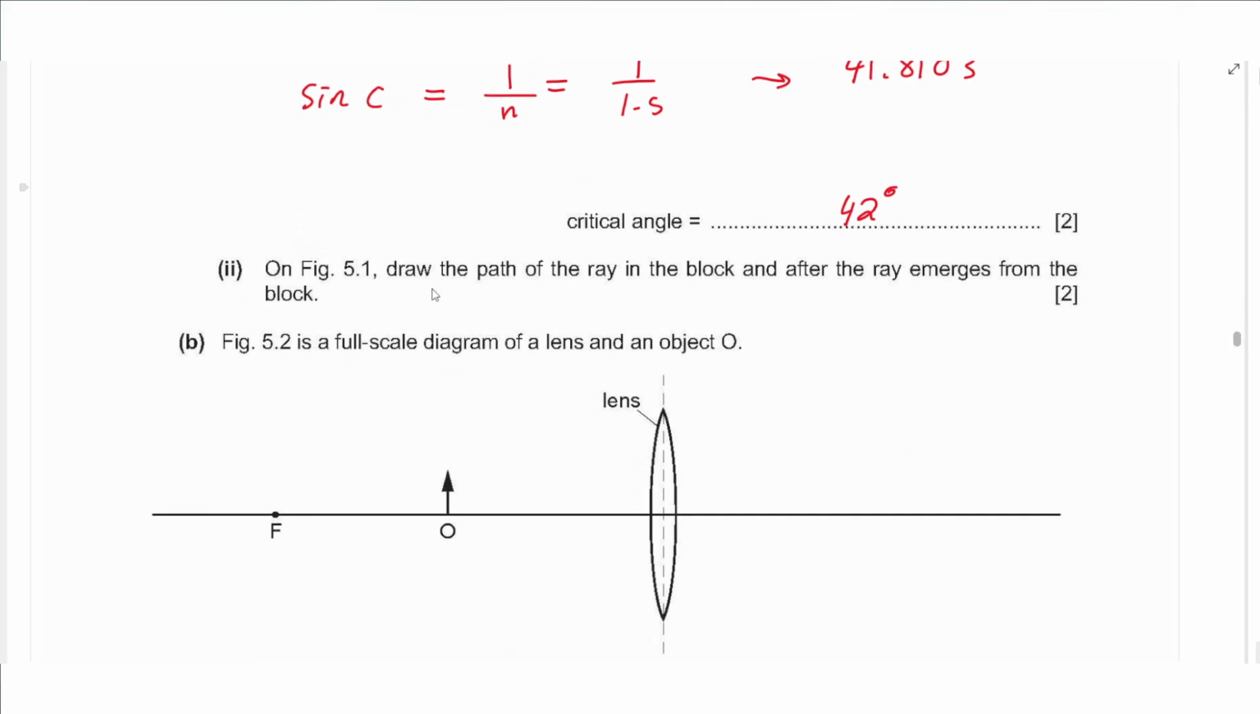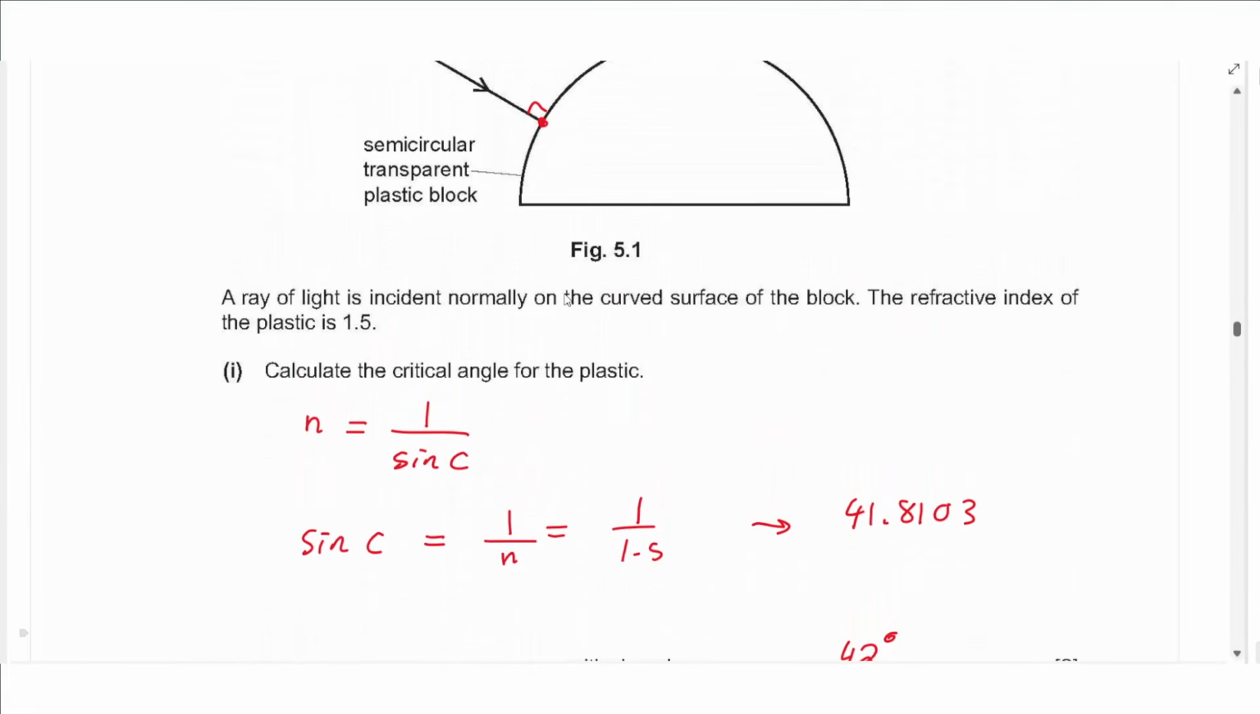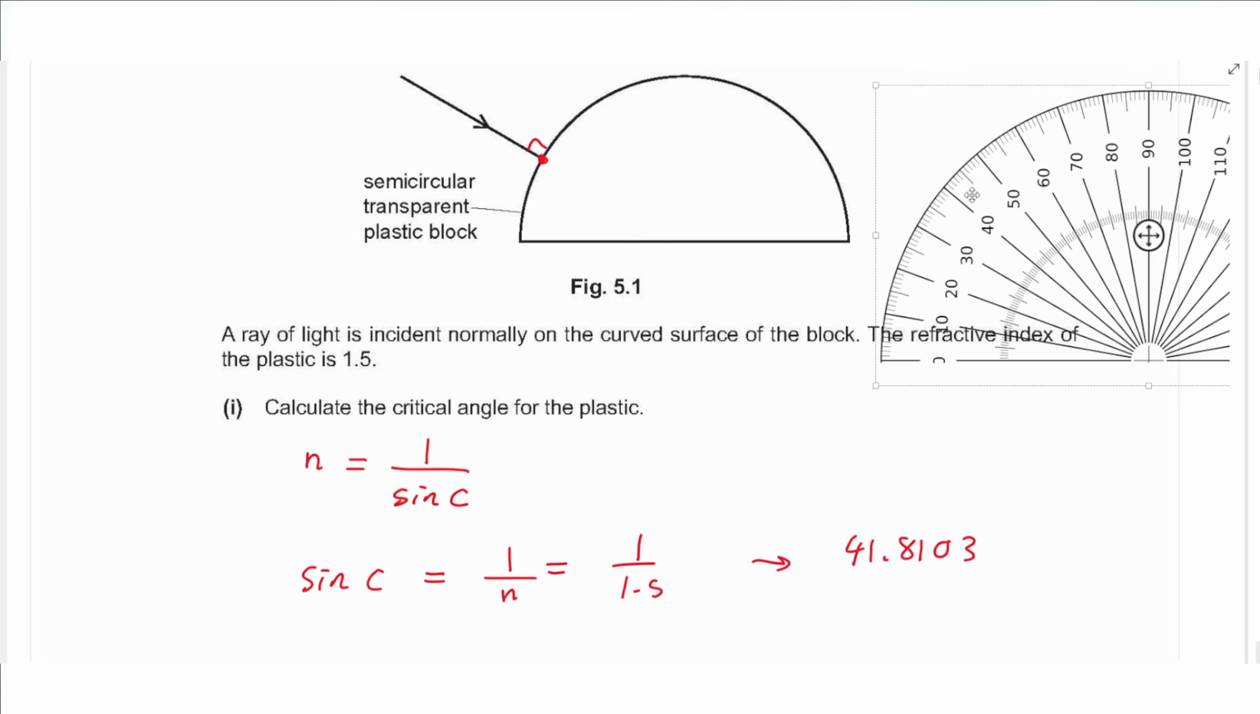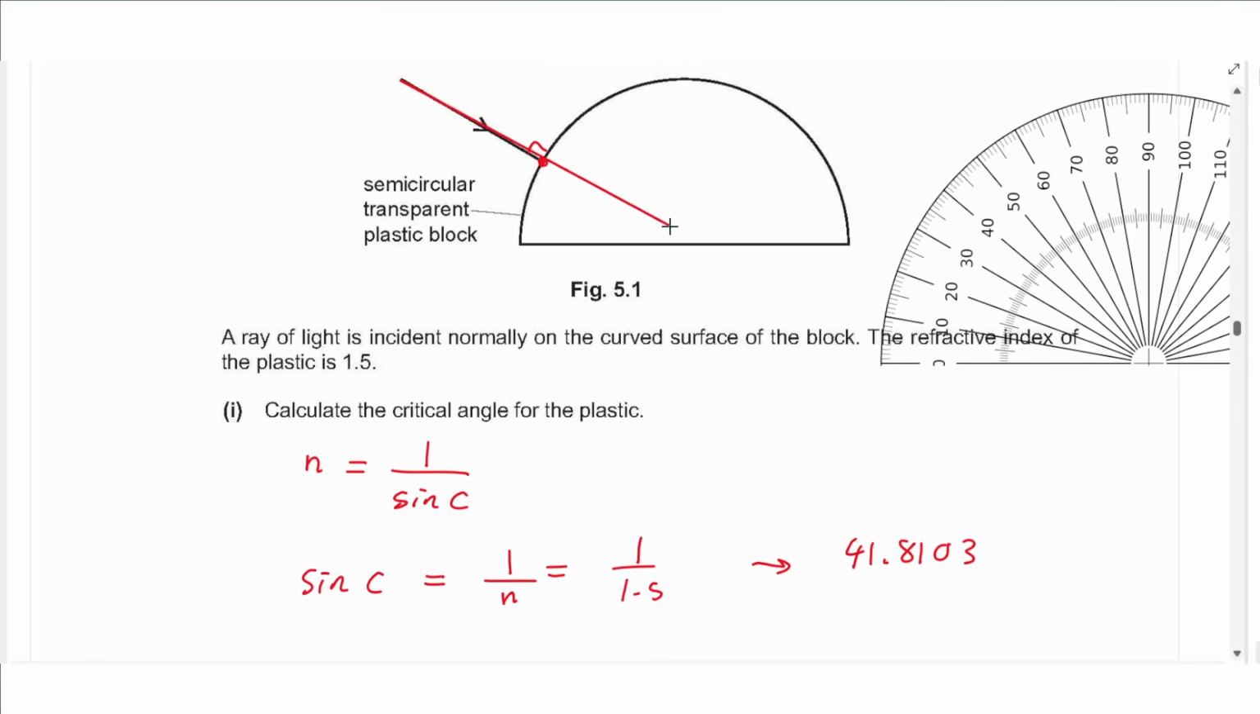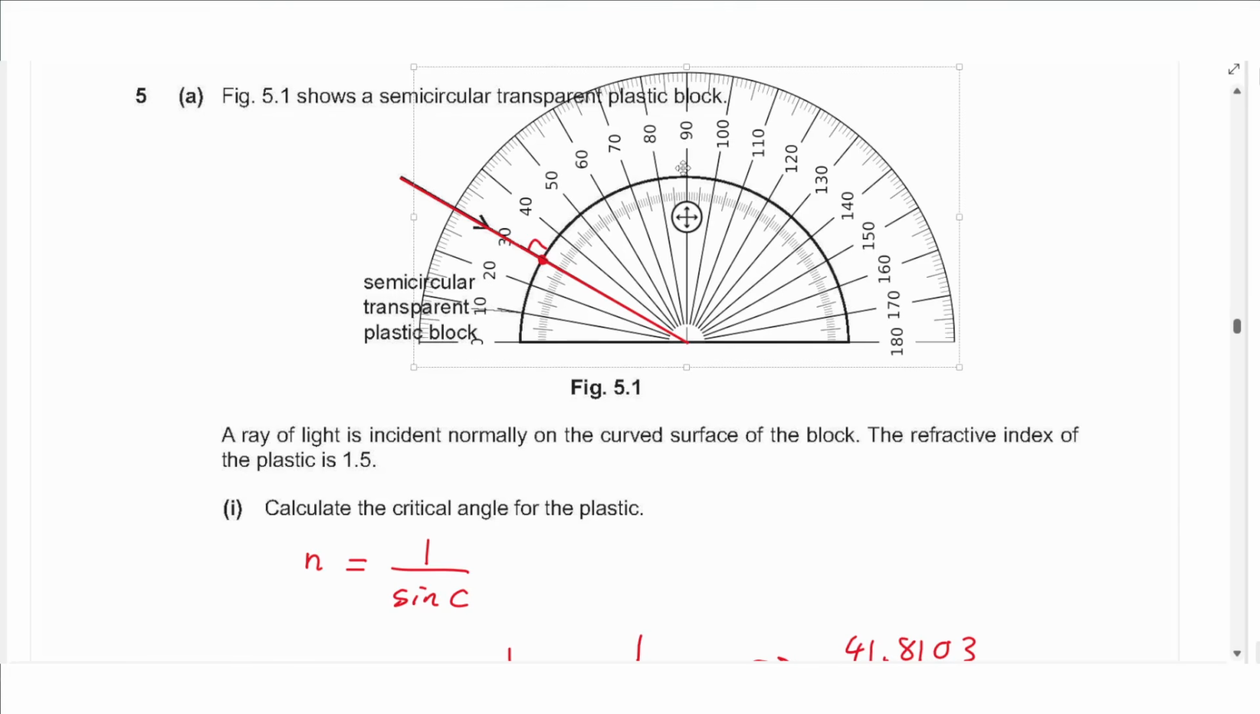Question I says, on figure 5.1, draw the path of the ray in the block and after the ray emerges from the block. So we will use a protractor just to check whether the angle of incidence inside the block is greater than or smaller than the critical angle. First we need to continue the line until it reaches the boundary between the glass and the air, and then measure the angle. The angle from the 90 degrees from the normal is 60 degrees, which is much greater than 42, so there will be total internal reflection.